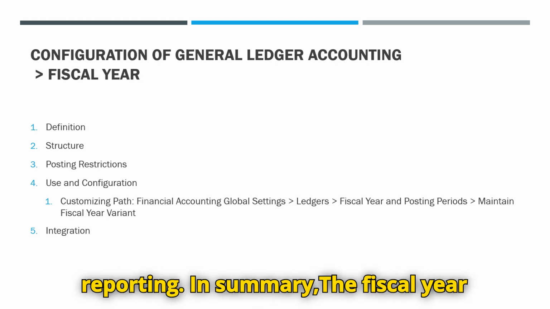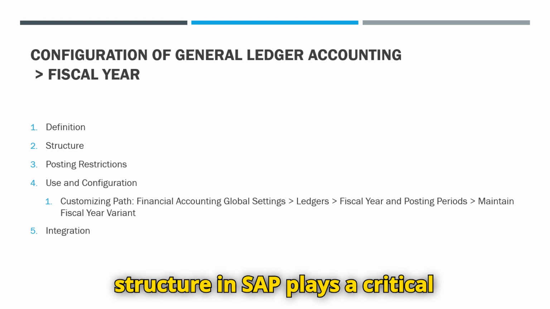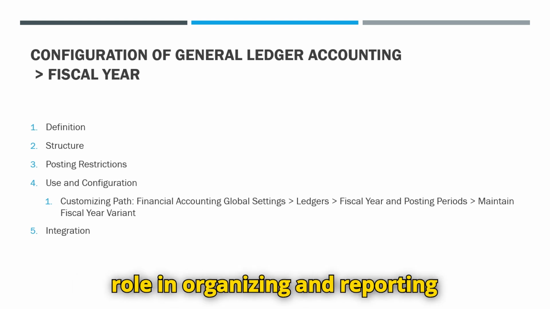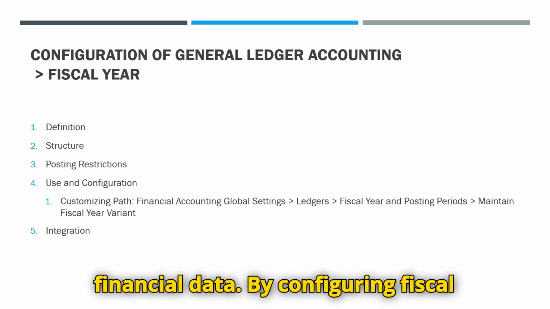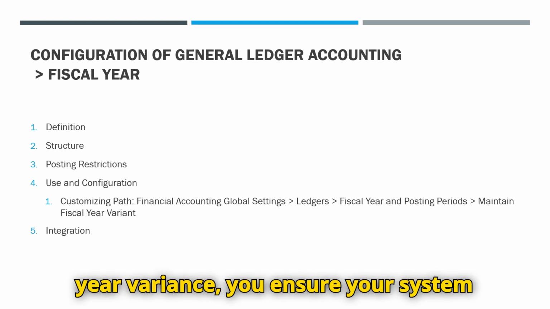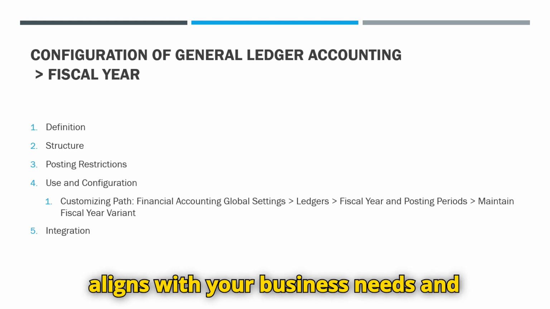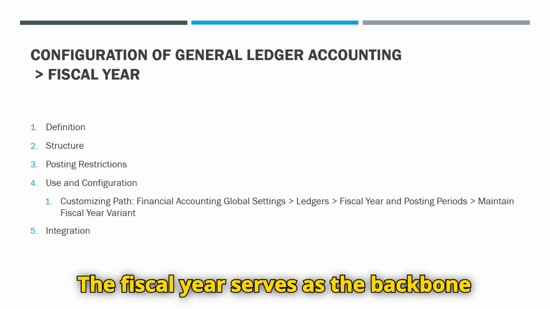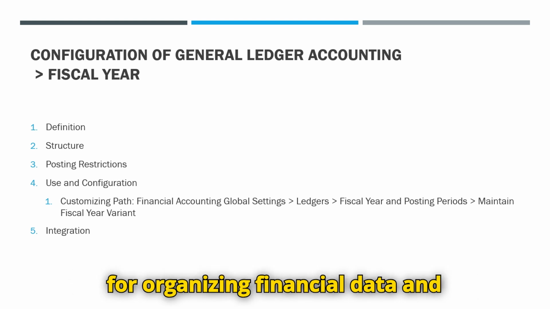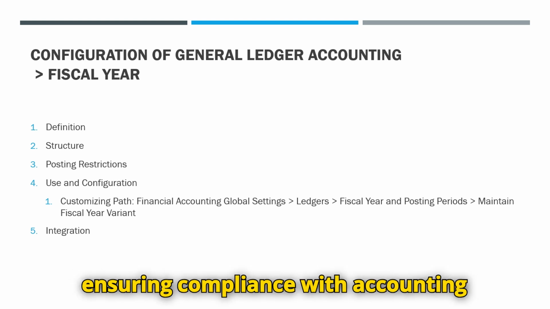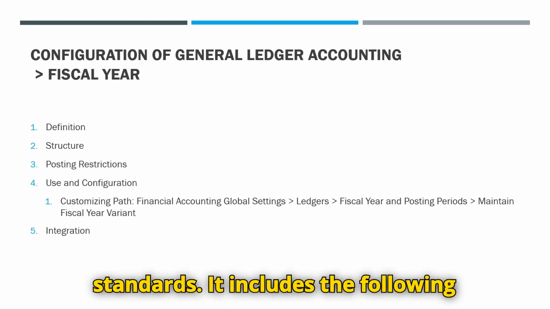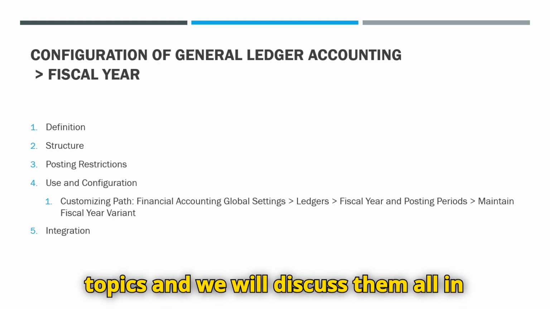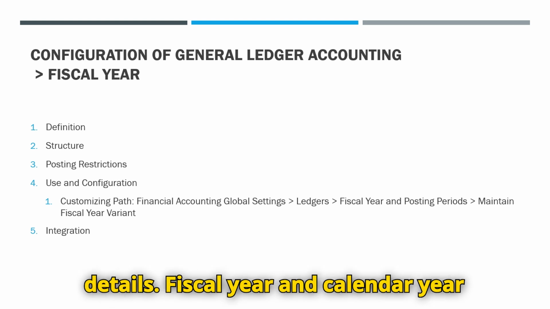In summary, the fiscal year structure in SAP plays a critical role in organizing and reporting financial data. By configuring fiscal year variants, you ensure your system aligns with your business needs and compliance requirements. The fiscal year serves as the backbone for organizing financial data and ensuring compliance with accounting standards. It includes the following topics, and we will discuss them all in detail.